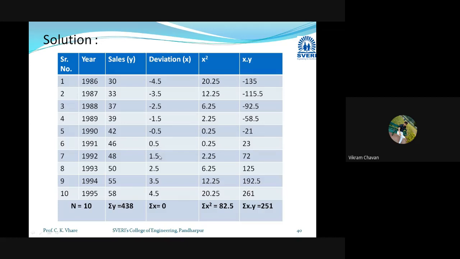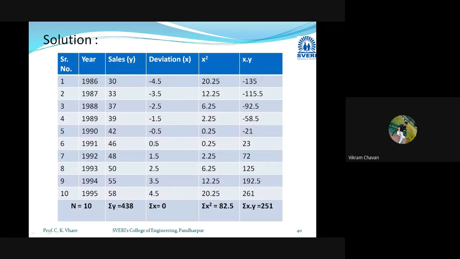Okay, so 0.5 plus 1 becomes 1.5 for the next year, 2.5 for the next year, then 3.5 for the next year, and 4.5 for the next year. In the same manner, we have to add minus 1 deviation for the previous year. So minus 0.5 plus minus 1 becomes minus 1.5, minus 1.5 minus 1 becomes minus 2.5, minus 2.5 minus 1 becomes minus 3.5, and minus 3.5 minus 1 becomes minus 4.5.